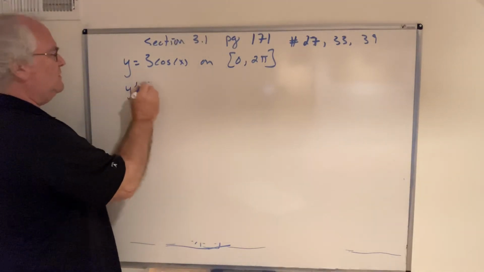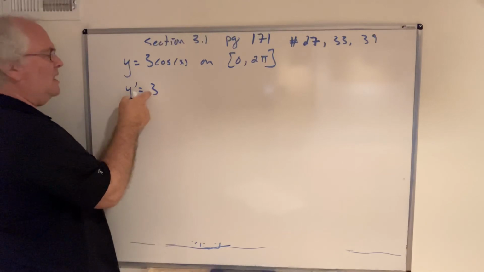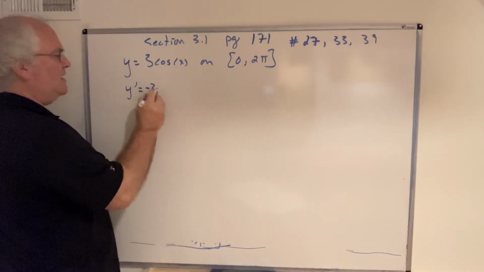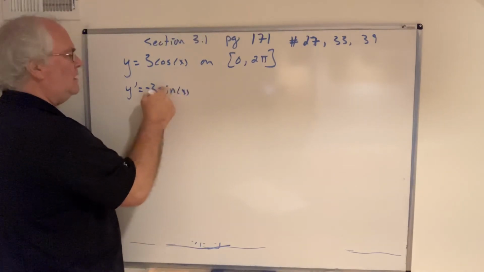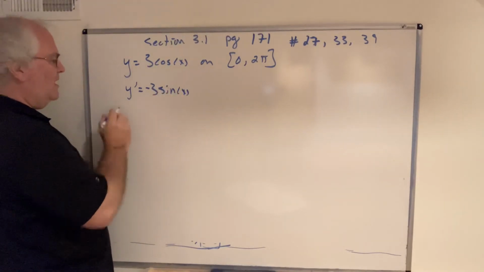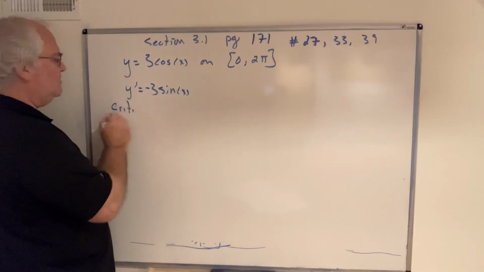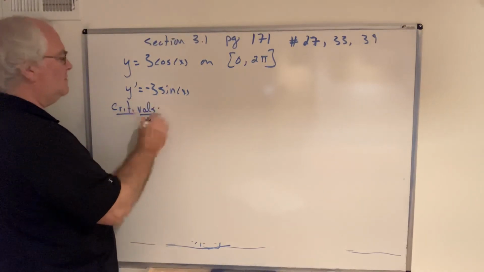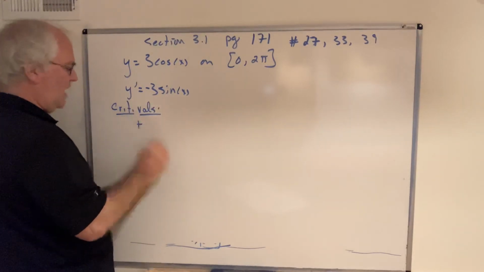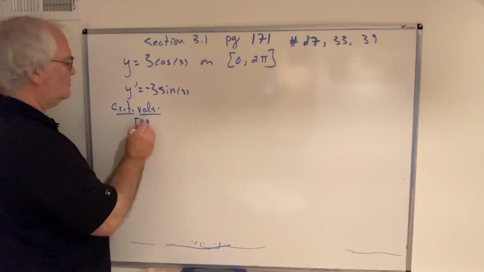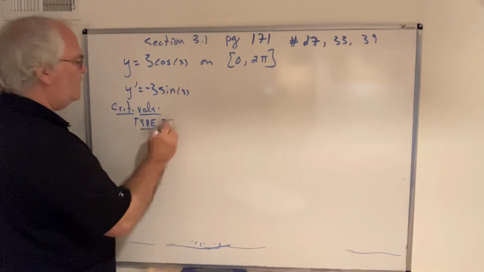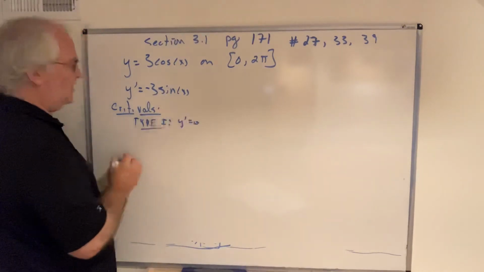We have the derivative is constant multiplier multiplying along. The derivative of cosine is negative, I'll stick it up front, negative sine of x. And then we've got to find the critical values. Type 1, that's where the derivative is equal to 0.